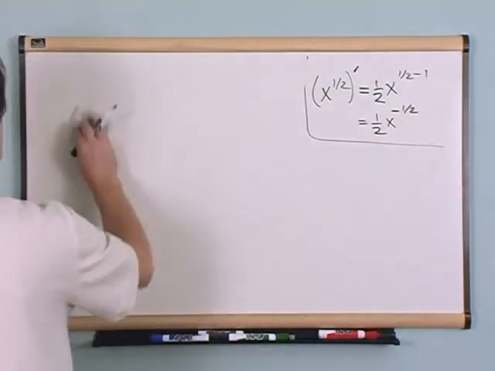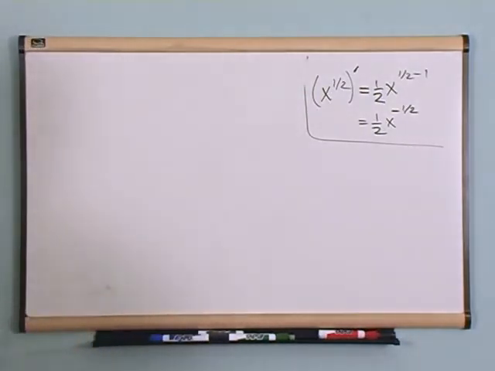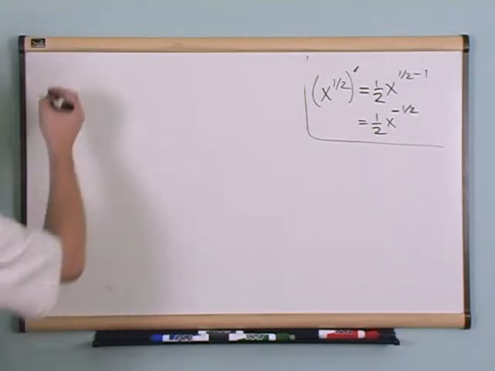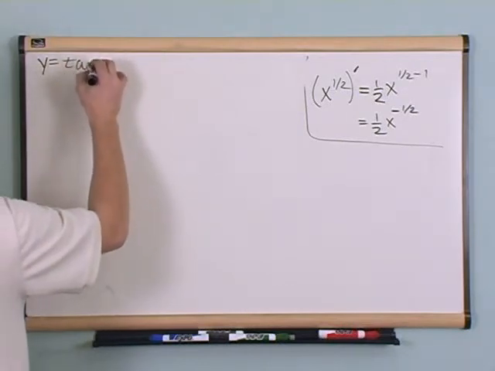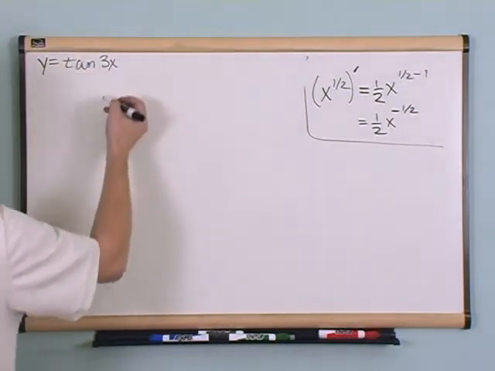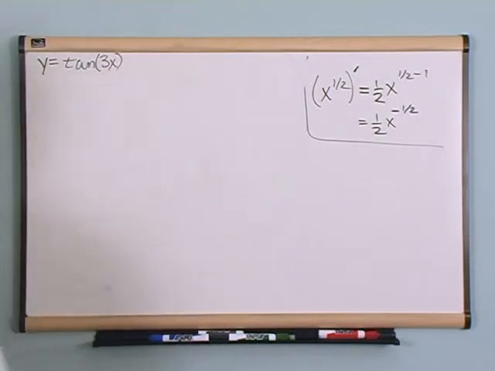The problems can easily get out of control when you have a lot of nested things inside of each other. So let's go ahead and do another one. A fairly simple one to get our feet wet. What if you have tangent of 3x, like this? Well, I should ask you, what is the big picture function we're doing here?